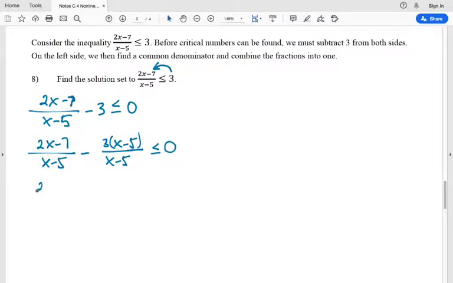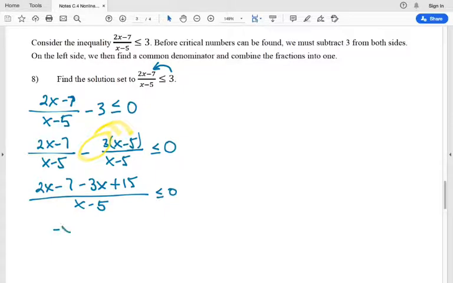Alright, simplifying that, I have 2x minus 7. Now remember, when you do this, this -3 is what's going to get distributed through that parentheses. So that gives me a -3x and then positive 15 over x minus 5 is less than or equal to 0. Simplifying the top, I get -x plus 8 over x minus 5 is less than or equal to 0.